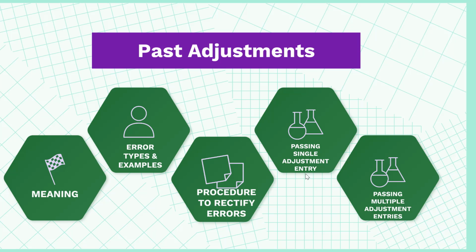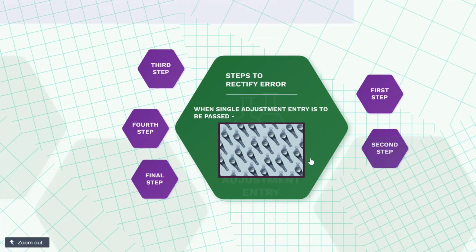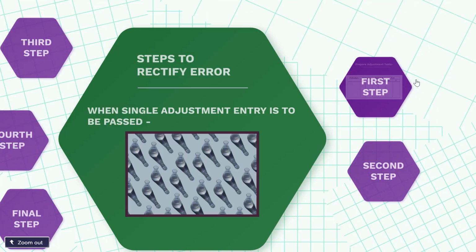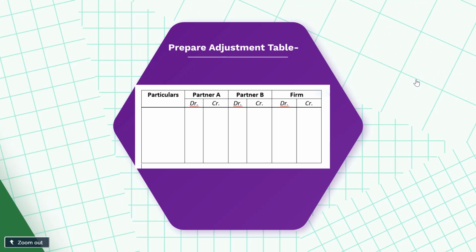Hi, in this video I will take you through the steps which have to be followed in order to rectify the errors which have been made by passing a single adjustment entry. Steps to rectify error when a single adjustment entry is to be passed. Let's go to the first step.